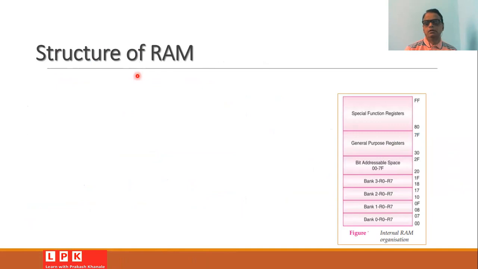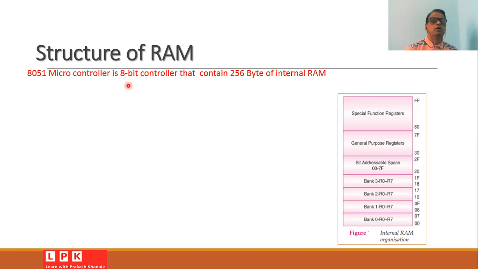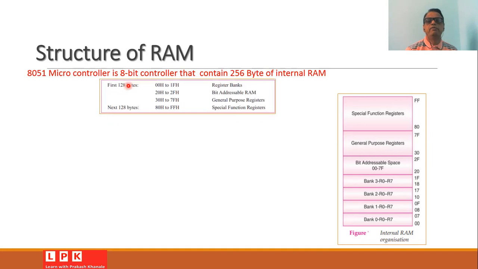Now let us go for the structure of the RAM that is available in the microcontroller 8051. As we know, 8051 is an 8-bit microcontroller unit that consists of 256 bytes of internal RAM. This diagram shows the structure of the internal RAM used for 8051. The first 128 bytes, from 00 to 1F, are used for the register banks, such as banks 0, 1, 2, and 3.